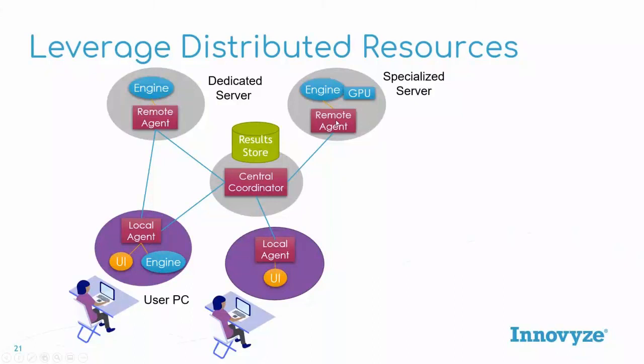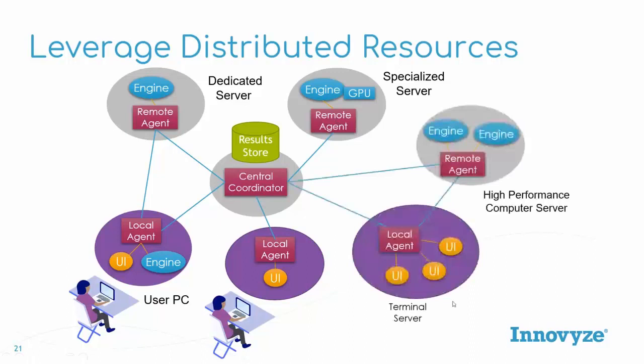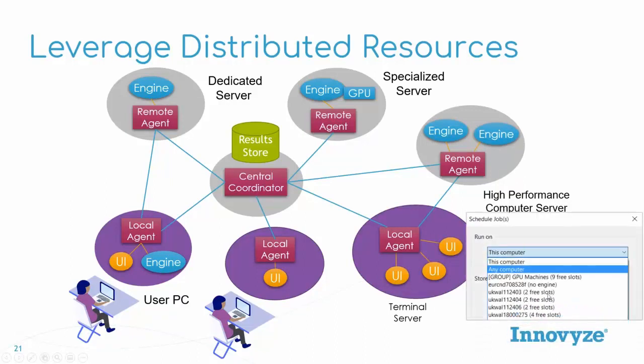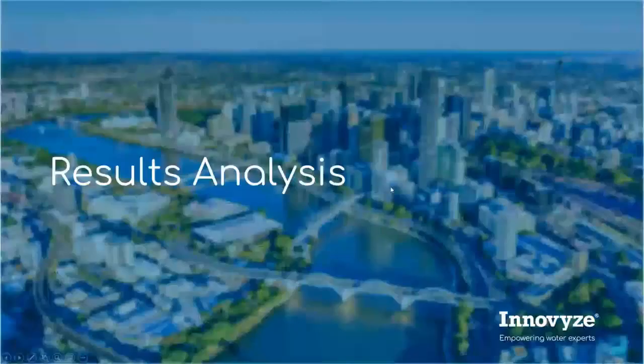So, you can see, as you get more in depth and more ingrained with ICM, you're able to really expand the level that you're able to leverage your resources. Just as an example, when you go to run a simulation, you can pick different machines that are connected to yours, depending on the availability, and also the level of computing power that you need. So, just moving on to results analysis and what we can do here.